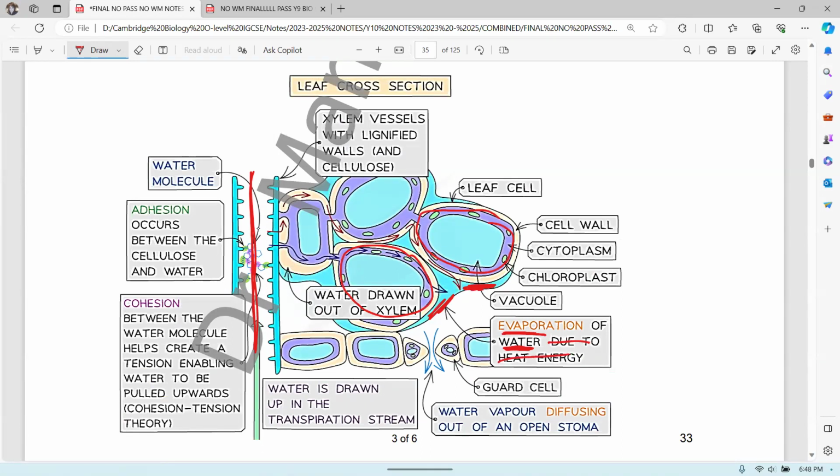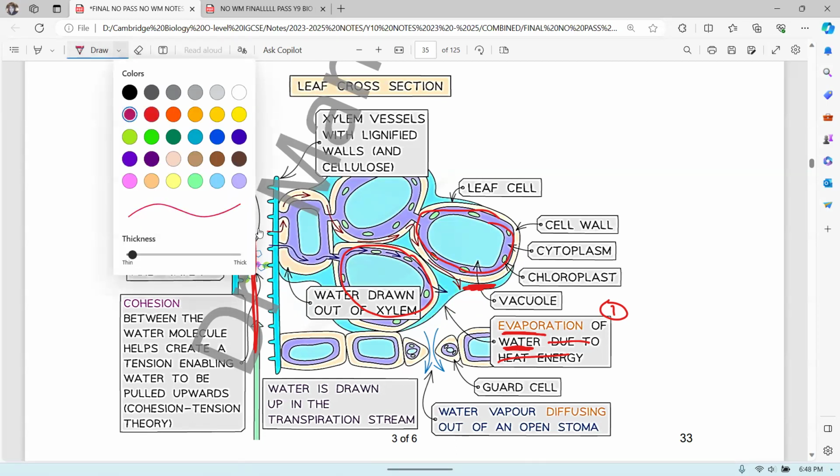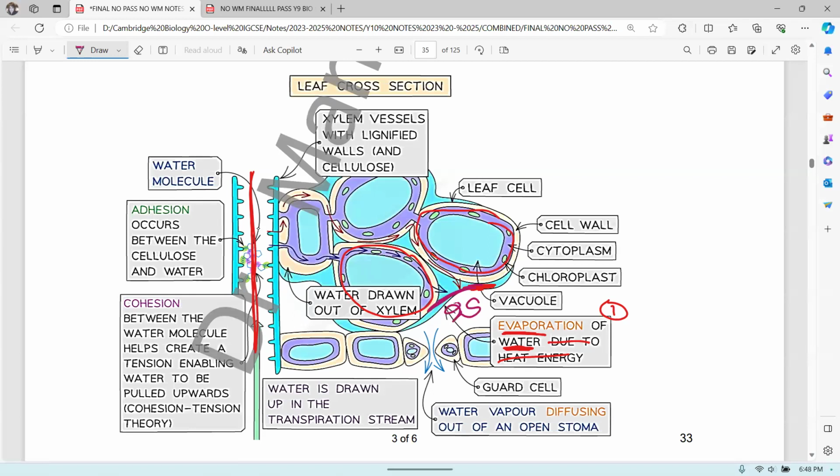Forget this for now. First, we start by the evaporation. So the definition of transpiration, it is the evaporation of water from the surface of the mesophyll cells. When it evaporates, where will it go? It will evaporate from the surface of the mesophyll cells into the what? Airspace. Yes, into the air spaces. So first step, it will evaporate. Evaporation of the water molecules from the surface of the mesophyll cells into the air spaces.